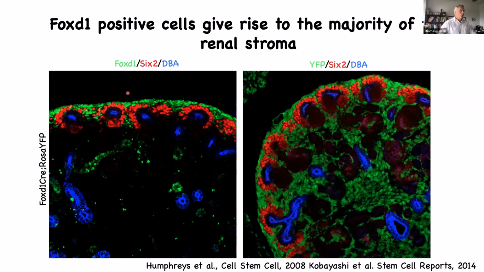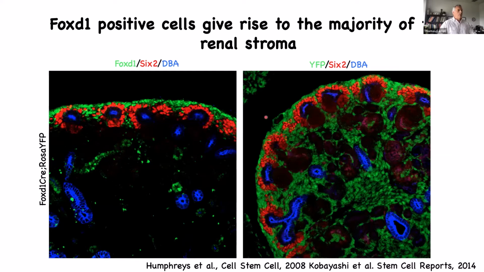Now, several years ago, work from Andy McMahon's lab showed that these FOXD1 expressing cells were the progenitor cell type for all of the non-leukocyte populations of stroma in the kidney. So this is shown here.